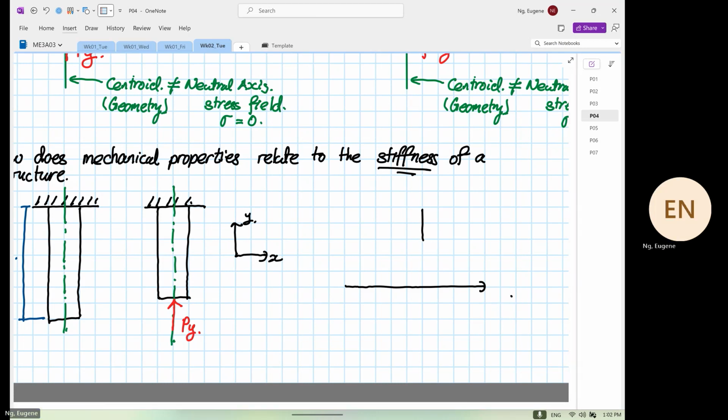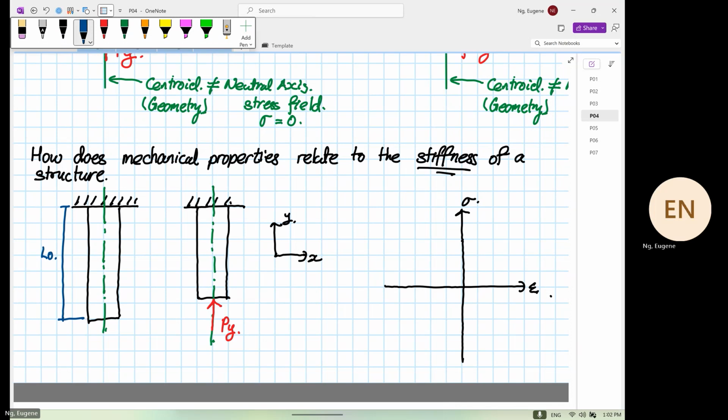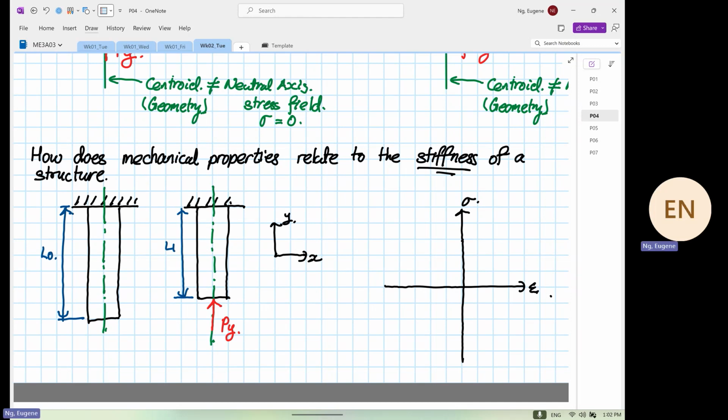Stress strain curve is... Right? And then over here, back to the diagram. The distance from here to here is L1. Okay. So we know that over here we have a delta L. Delta L is equal to L1 minus L0.